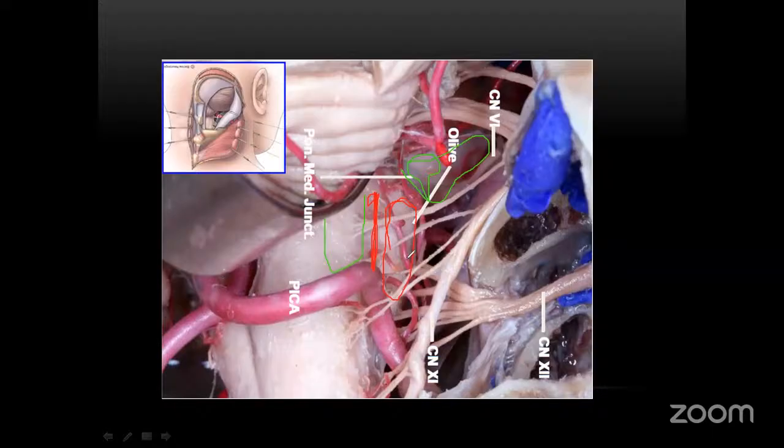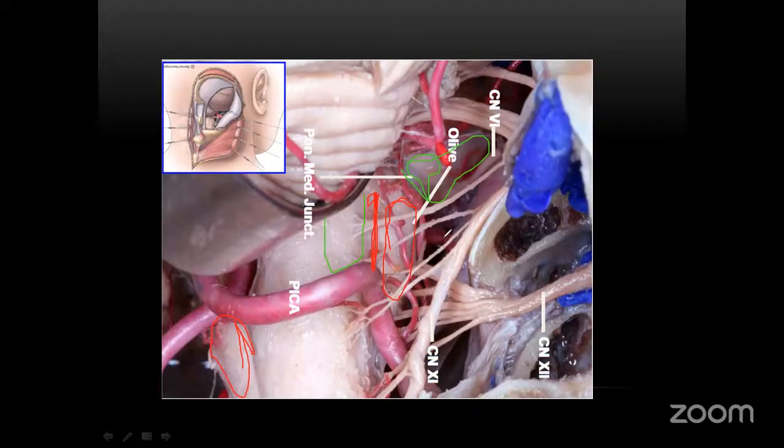How can the inferior cerebellar peduncle be here? This is the superior part. It will be a little bit downward. Inferior cerebellar peduncle will not be here. This is the medulla oblongata, and it is written here: olive nucleus. It is the anterior surface of this one.